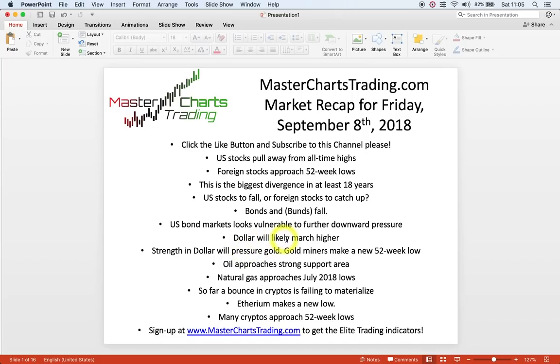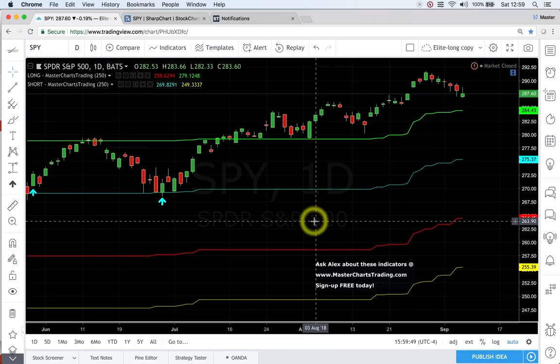Dollar, we'll look at the forex universe. Dollar is moving higher, gold is moving lower by extension, and gold miners have already hit 52-week lows. Oil approaches strong support levels, and natural gas approaches 2018 lows. So far the bounce in cryptos is failing to materialize, and we'll look at Ethereum as it makes a new low, while many cryptos are already making new lows.